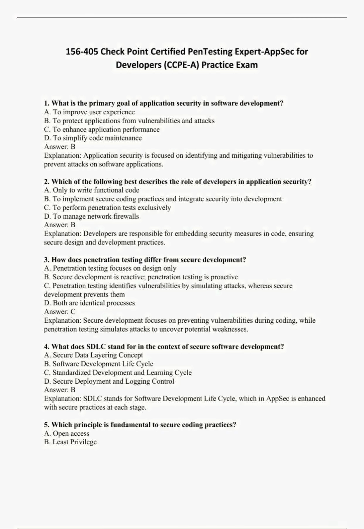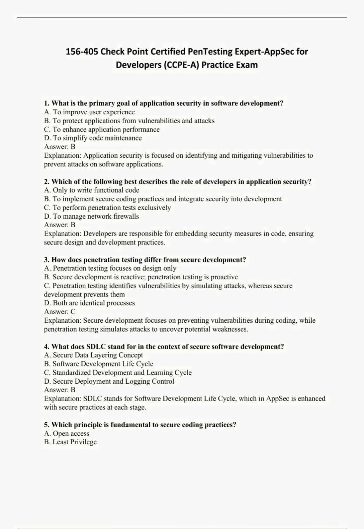1. What is the primary goal of application security in software development? A. To improve user experience. B. To protect applications from vulnerabilities and attacks. C. To enhance application performance. D. To simplify code maintenance. Answer B. Explanation: Application security is focused on identifying and mitigating vulnerabilities to prevent attacks on software applications.